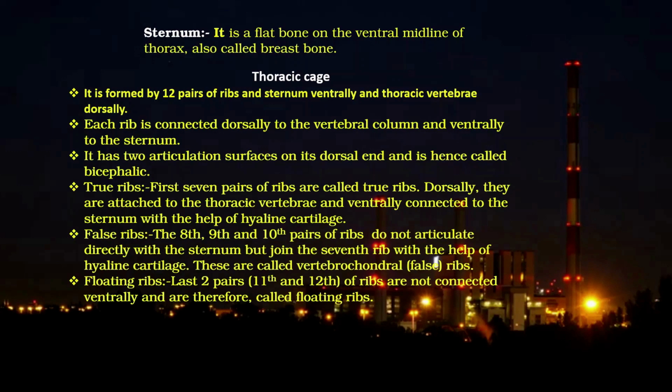1. True ribs. The first 7 pairs of ribs are called true ribs. Dorsally, they are attached to the thoracic vertebrae, and ventrally connected to the sternum with the help of hyaline cartilage. 2. False ribs. The 8th, 9th and 10th pairs of ribs do not articulate directly with the sternum, but join the 7th rib with the help of hyaline cartilage. These are called vertebrochondral, false, ribs. 3. Floating ribs. The last 2 pairs, 11th and 12th, of ribs are not connected ventrally, and are therefore called floating ribs.